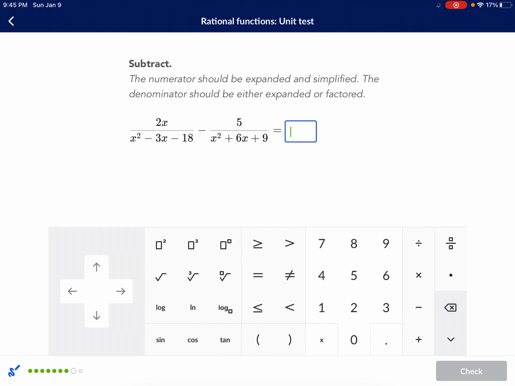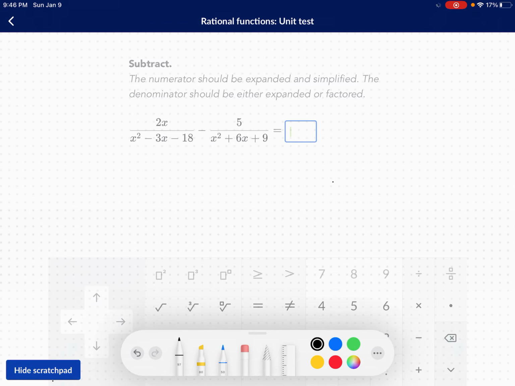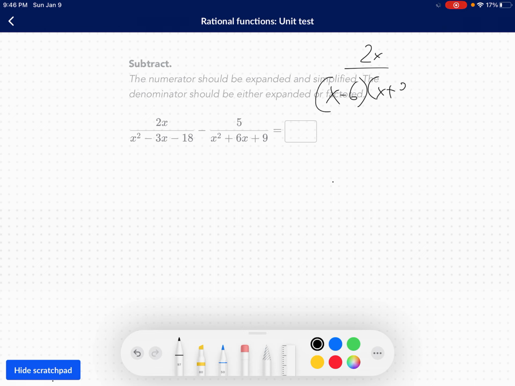Nice. Okay, so first, like always, you factor the denominator and numerator. So x squared minus 3x minus 18, you can factor that into x minus 6, x plus 3, right? Because negative 6 times 3 equals negative 18, and negative 6 plus 3 is negative 3. Minus 5, x plus 3, I believe. Because 3 times 3 is 9, 3 plus 3 is 6.